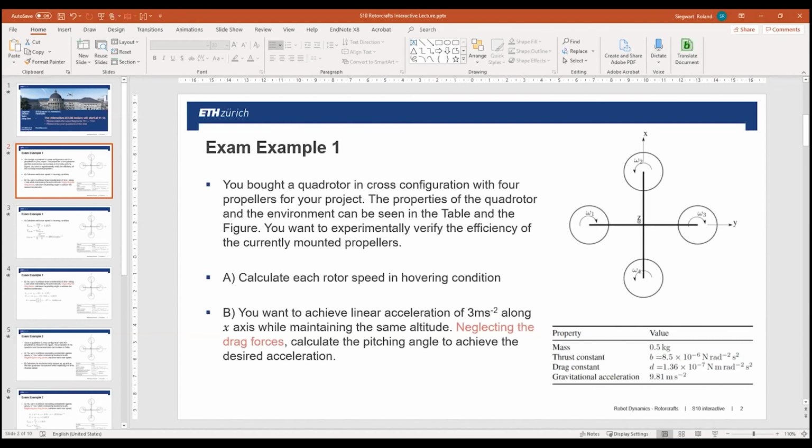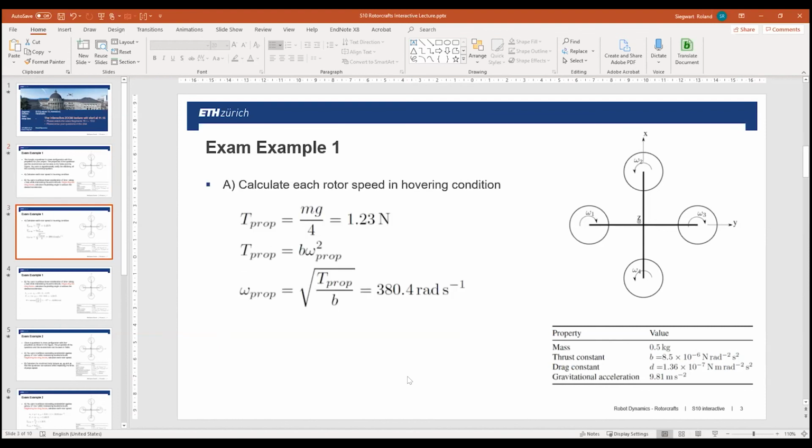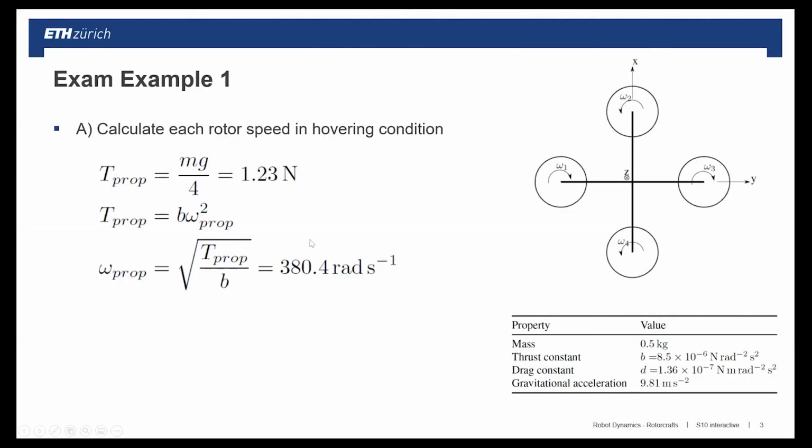You have the drag constant, but we will see that the drag is neglected, and we have, of course, the gravity acceleration, and we are on Earth, which is 9.81 meters per second square. Now, if you look at the first equation, this is in principle pretty simple.